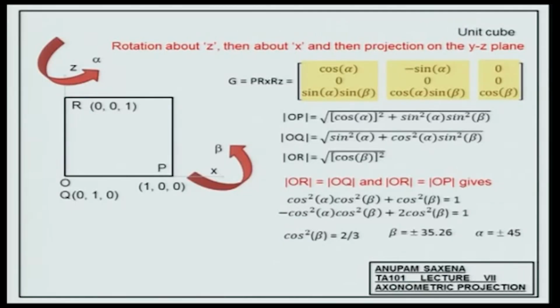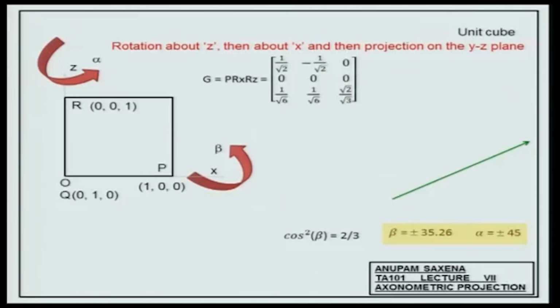Enough of math. So this is the crux, but in TA 101 we don't worry about the intermediate steps, we only worry about the final result, and this is what the final result is. If you incorporate those angles alpha and beta, what it essentially means in terms of drawing is you get to know the orientation of the x-axis, the y-axis, and the z-axis of the object, of the cube.